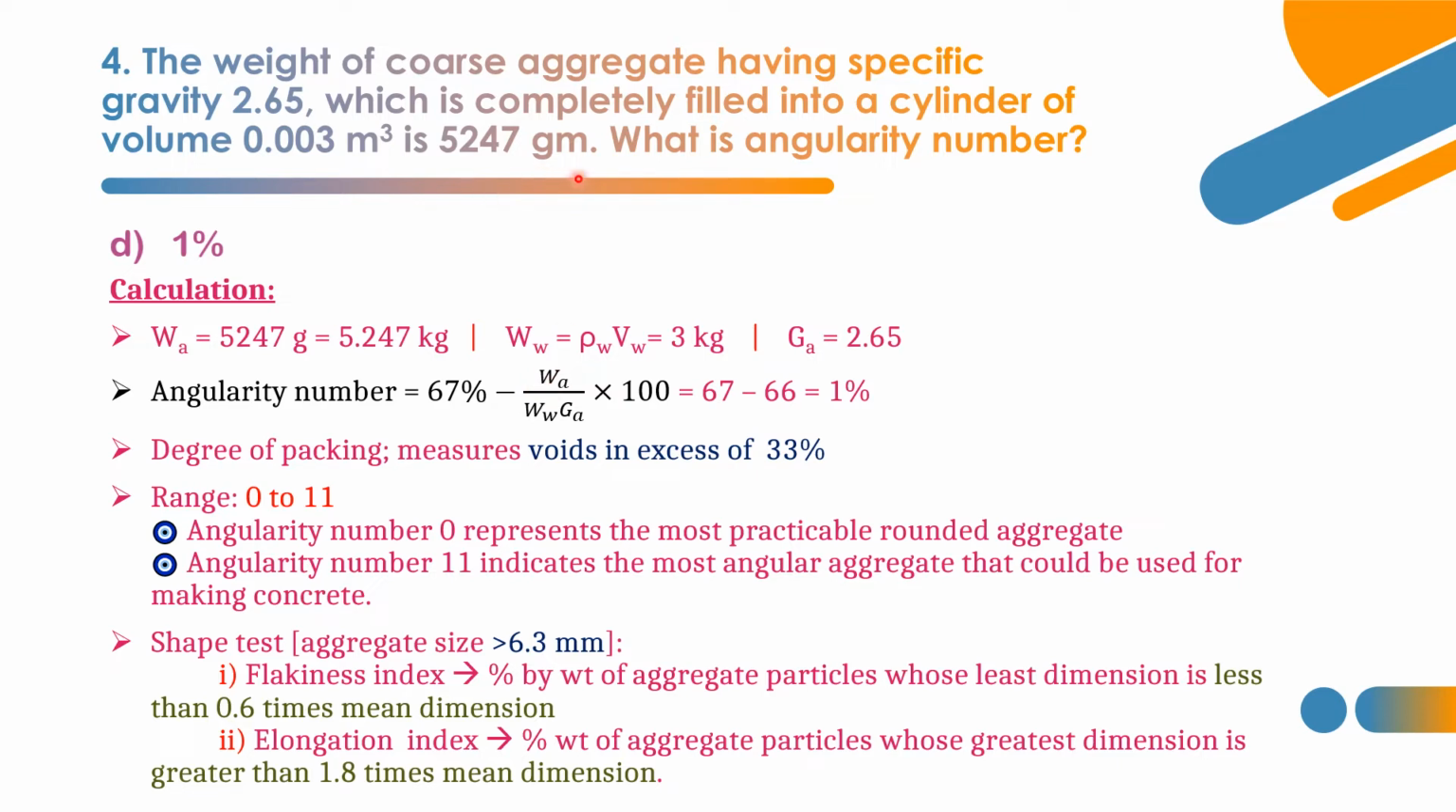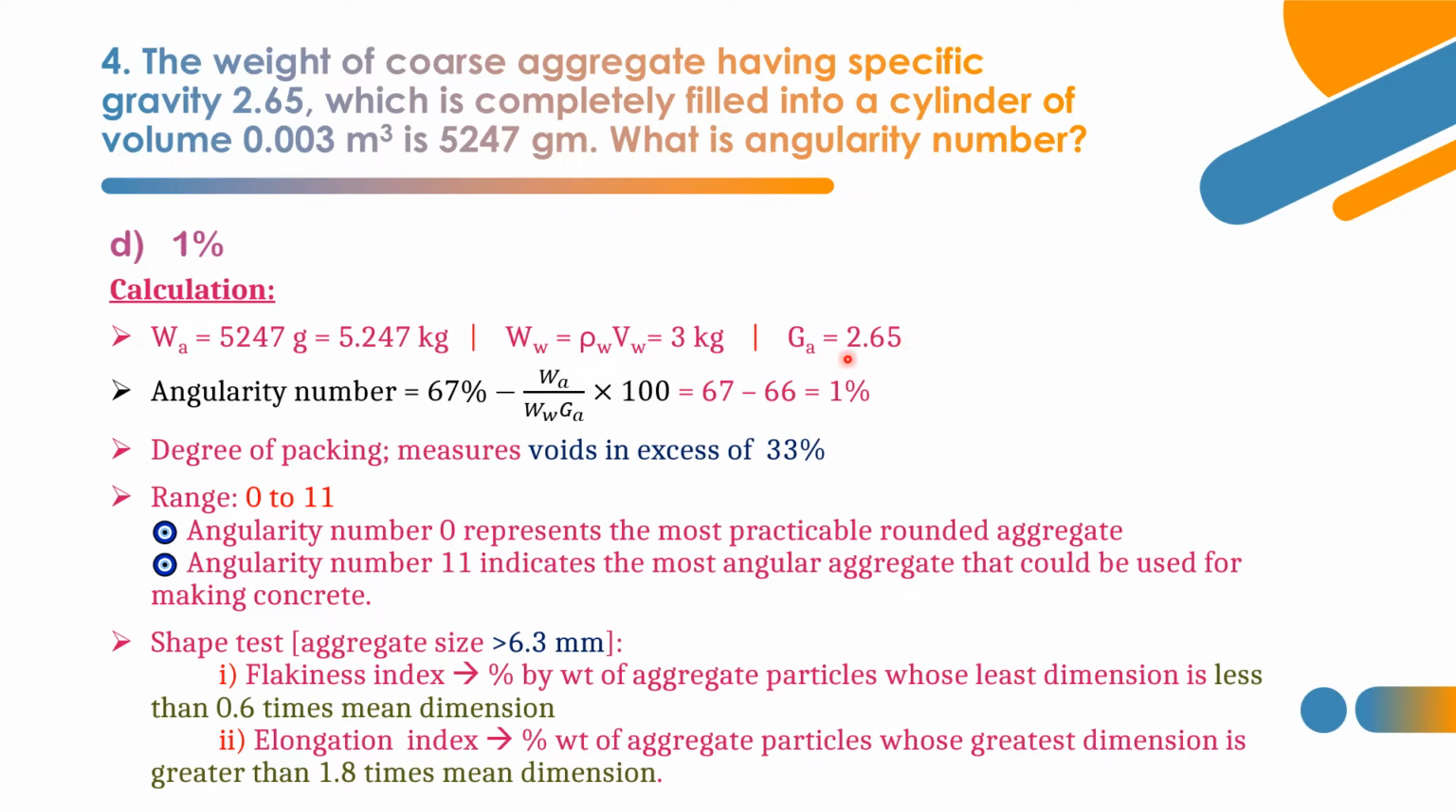WA is 5247 gram or 5.247 kilogram. And what is WW? Weight of water. We know the density of water as 1000 kilogram per meter cube. They have given the volume of the cylinder and it is completely filled, so we shall take that as 0.003 into 1000. That will give us the answer, 3 kilogram, as the weight of water.